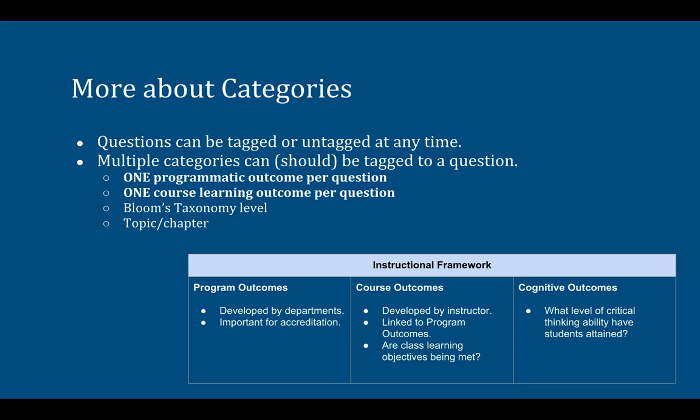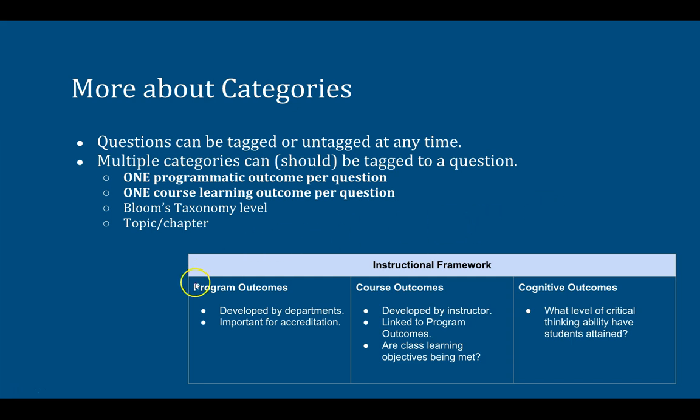For example, if you have program outcomes you're using, there could be tens of different program outcomes for your program. You would only tag a particular question to one of those program outcomes, and you'd only tag the same question to one of your course level outcomes, and only one Bloom's taxonomy level, etc. And that just makes the reporting much cleaner on the other end. There's no ambiguity as to what this question was actually trying to address.